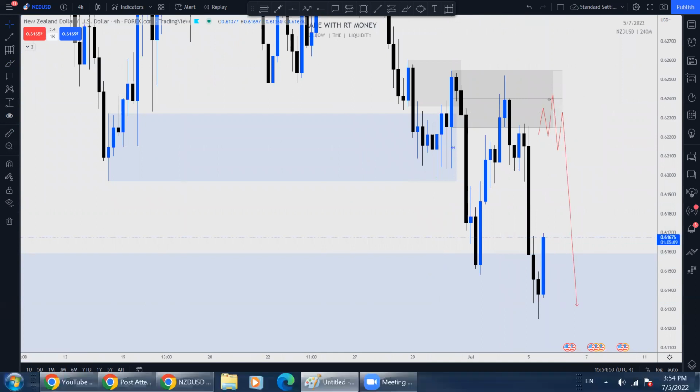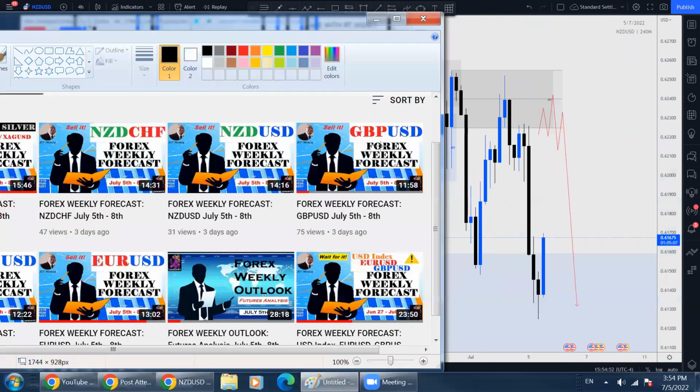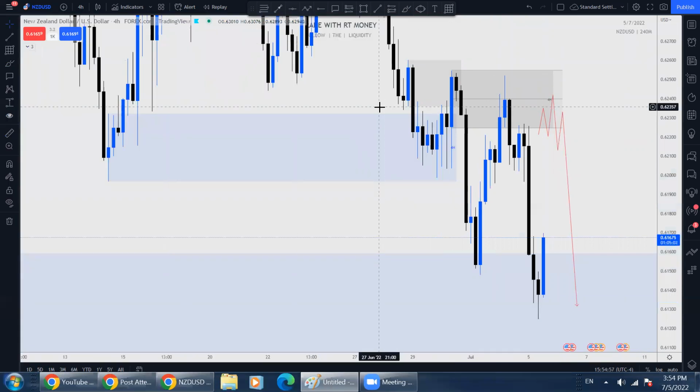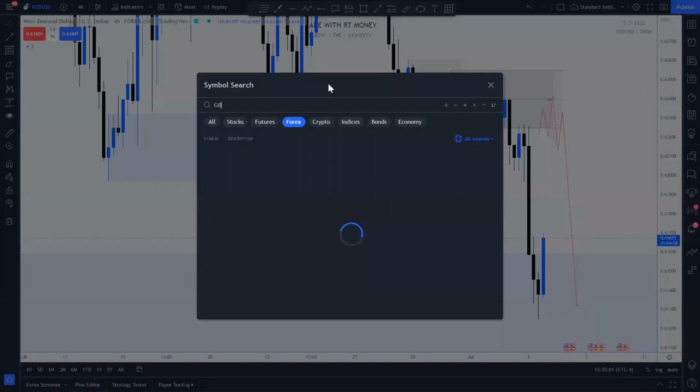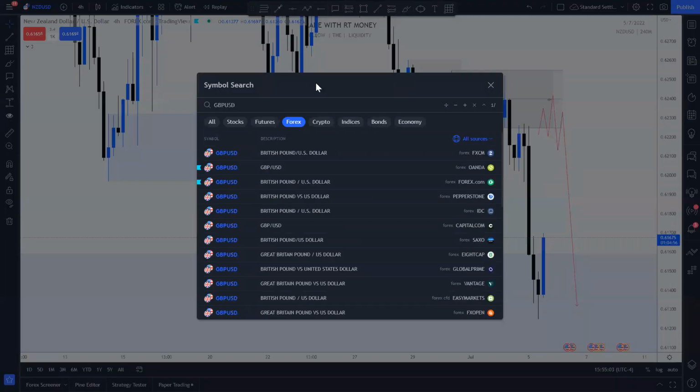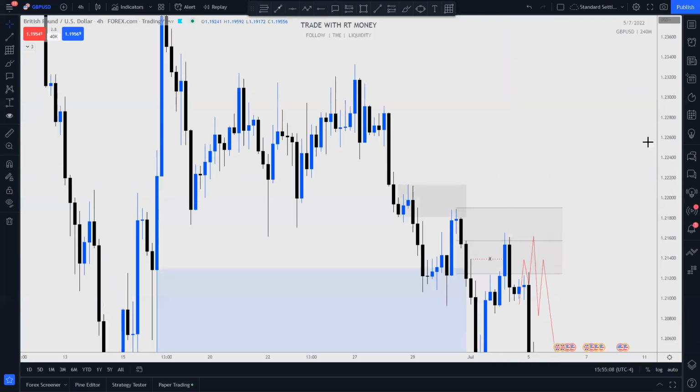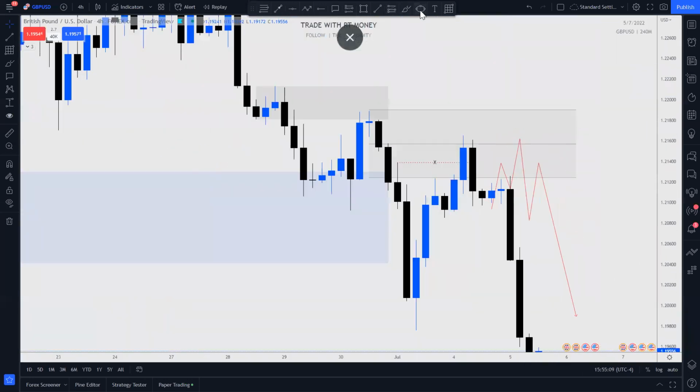Let's look at the next one. Pound USD. Let's look it up. I'm going to forex.com. Let's find the Sunday candle. That should be this one right here. All right, this is the Sunday candle.